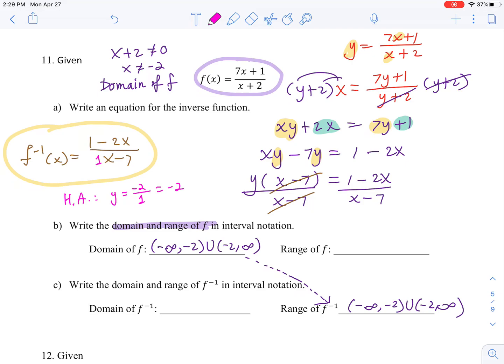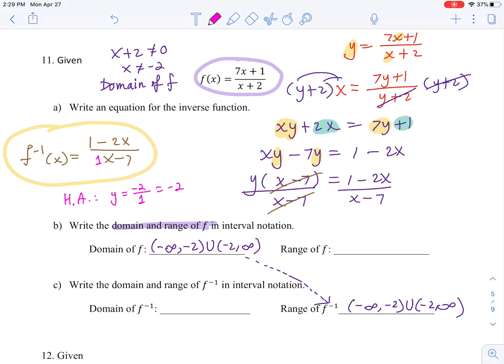But it's much easier to just find the domain of the original function and call that the range of the inverse function instead of bringing this horizontal asymptote concept into it. Not that you don't know how to do it. You do know how to do it. But now let's go and find the range of f.